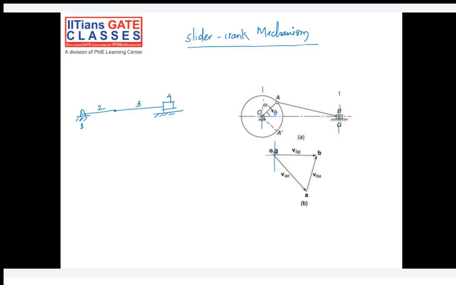Yeah, angular velocity direction, take any direction randomly. Let's say, for example, if you take this direction, okay, take this direction. No problem. Take any direction.